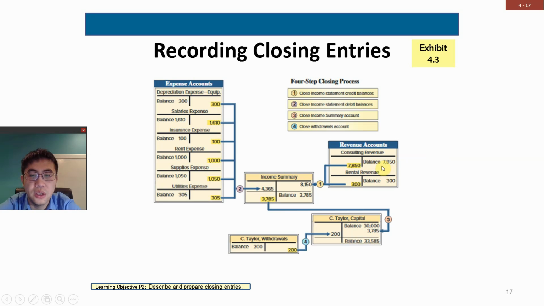Likewise for revenues. So when you have a consulting revenue of 7850, that's a credit. We want to close it by adding a negative 7850. So this consulting revenue will drop to zero. So for rental revenue.